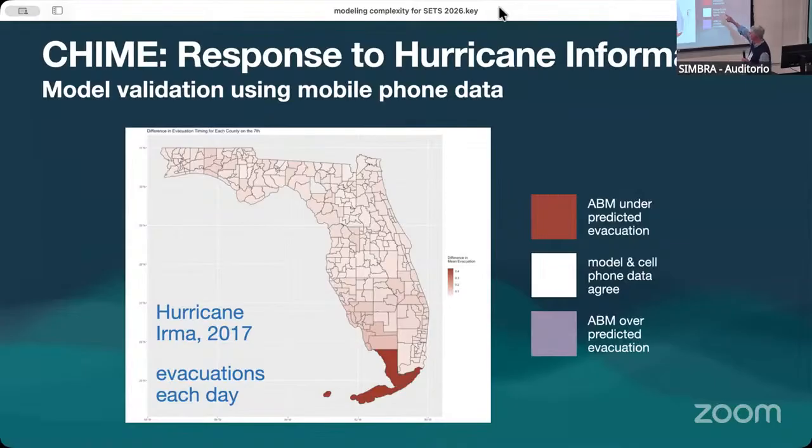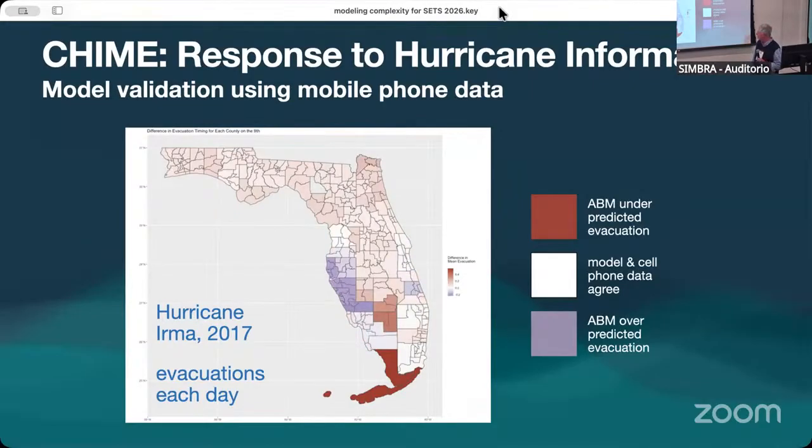So sometimes our model predicts fewer people evacuated than really did. Sometimes it predicts more people evacuated than really evacuated, and sometimes it gets it just right. I will say that only rarely do we get it exactly right, but nicely, most of the time we get it pretty close. I was happy to see this. I think if I push the button here, it'll show. Yeah, here we go. So these are the 5 days before Hurricane Irma arrived.